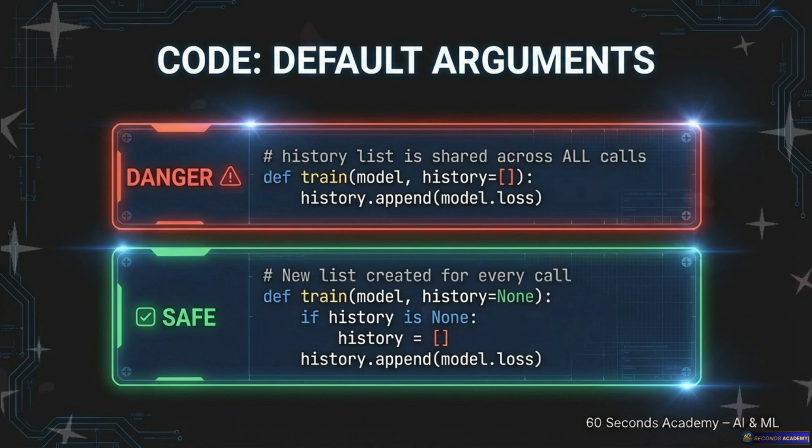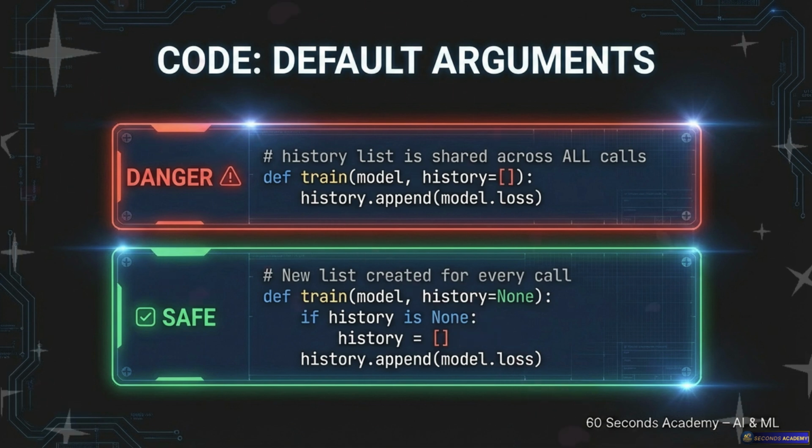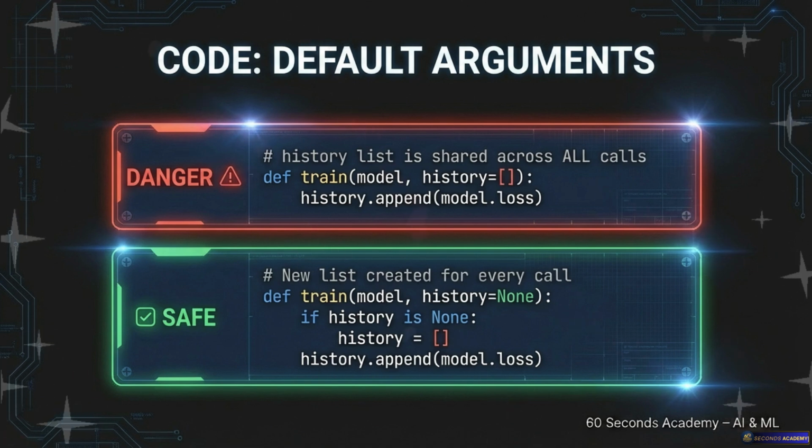You use None. The signature should be def train_model(history=None). Then what? Then inside the function you write, if history is None, history = []. Ah, because the code inside the function runs every time. Exactly. That guarantees you get a fresh, new, empty list for every call. Such a simple fix. But if you don't know it, you could spend days debugging why your models are sharing loss curves. Absolutely.